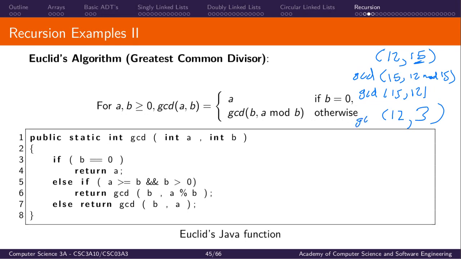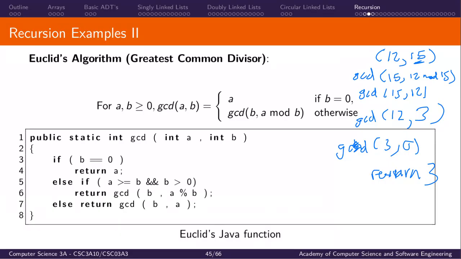Now we're calling GCD on this. And we're going to have 3 then becomes our A. And what is 12 mod 3? What's the remainder when you divide 12 by 3? 0. Brilliant. So we call GCD on this. And the rule is if B is equal to 0, then you return 3. So we now end up returning 3. And is that the correct answer? Yes. So yay, it does indeed work.